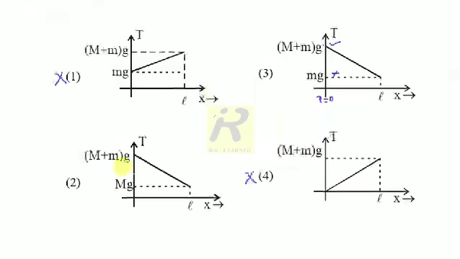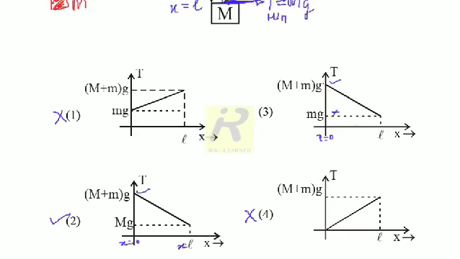Let us judge the same here. (M plus m) g is right at x equals 0, and when x equals L, the tension in the string is M into g. So this is absolutely right. So our option is the second.